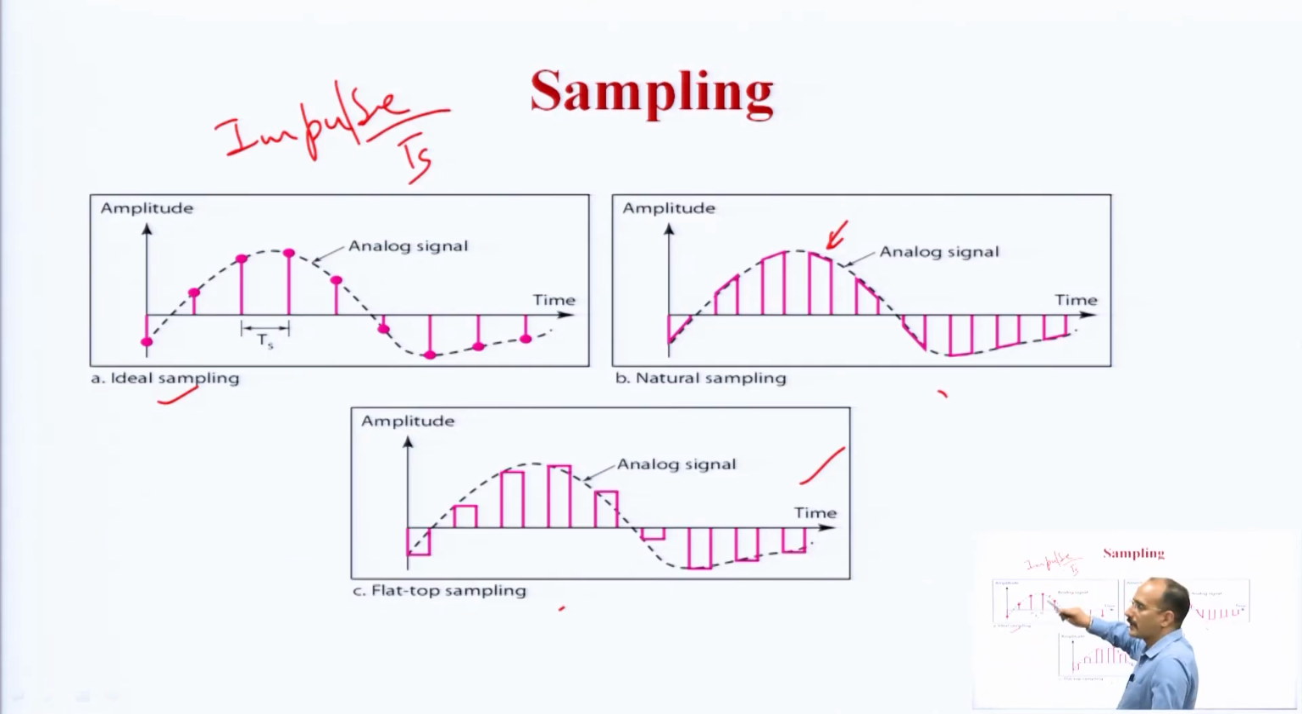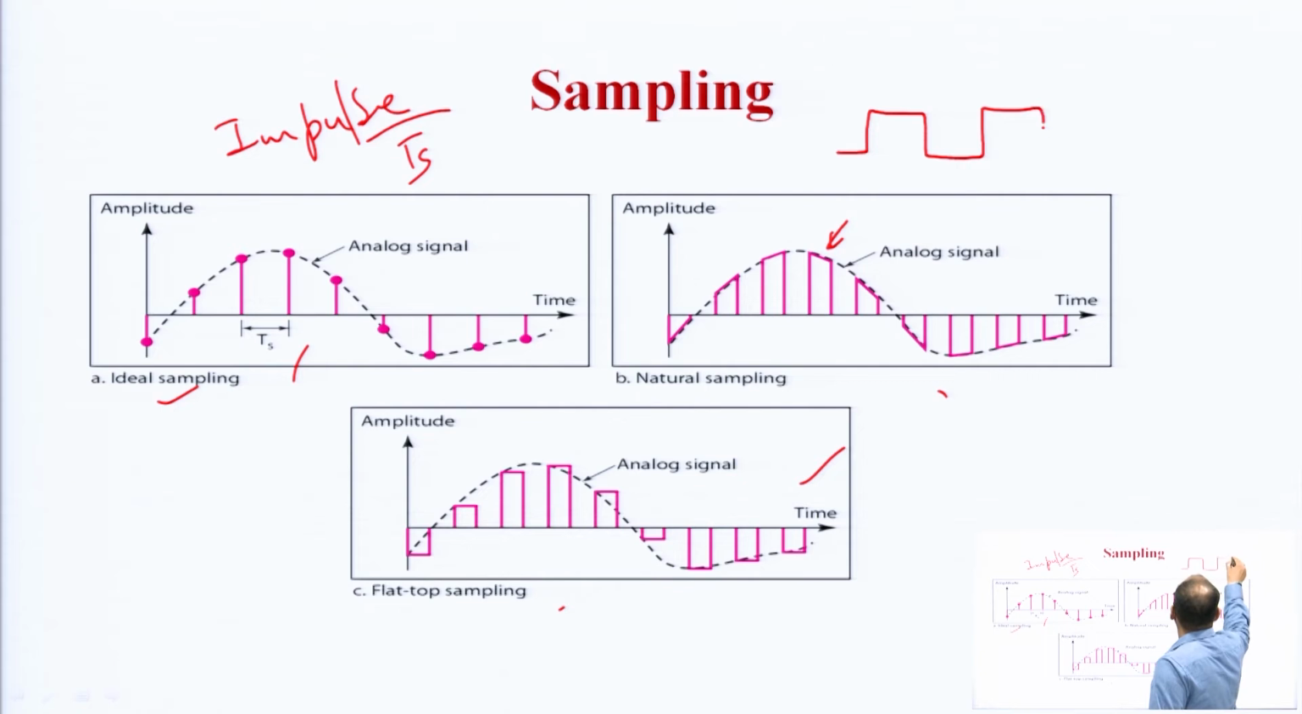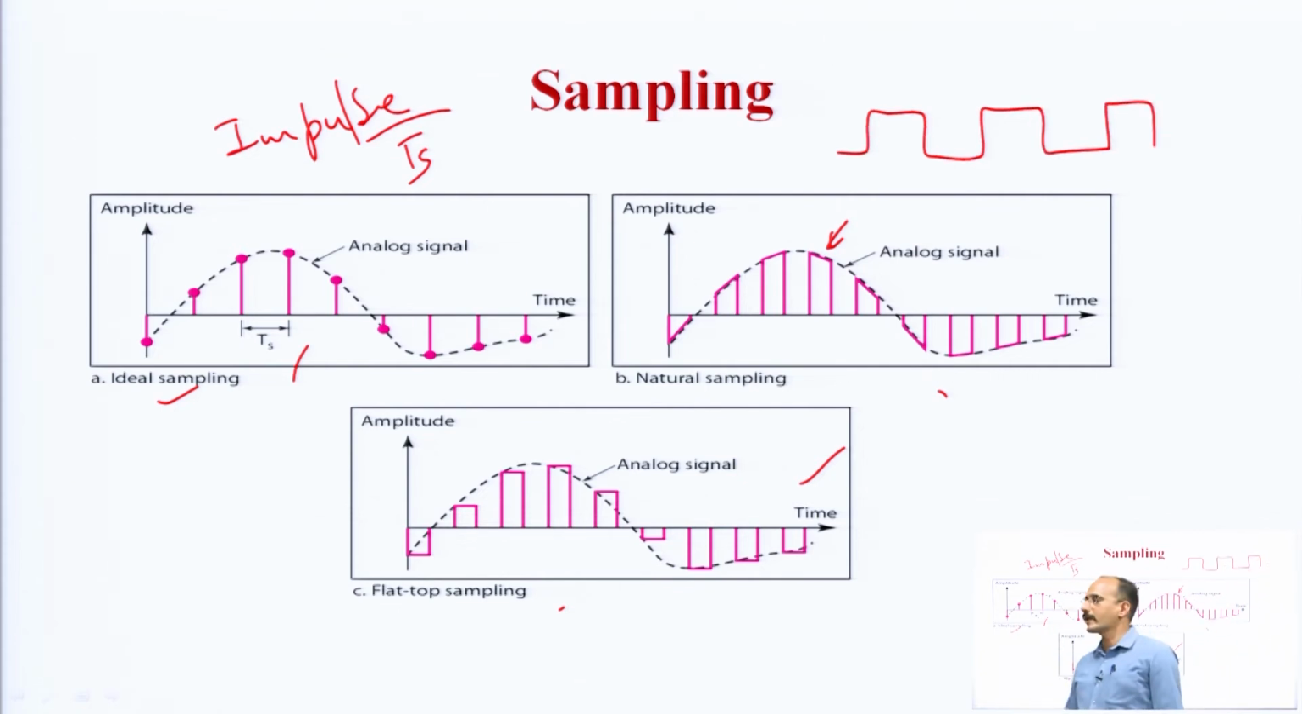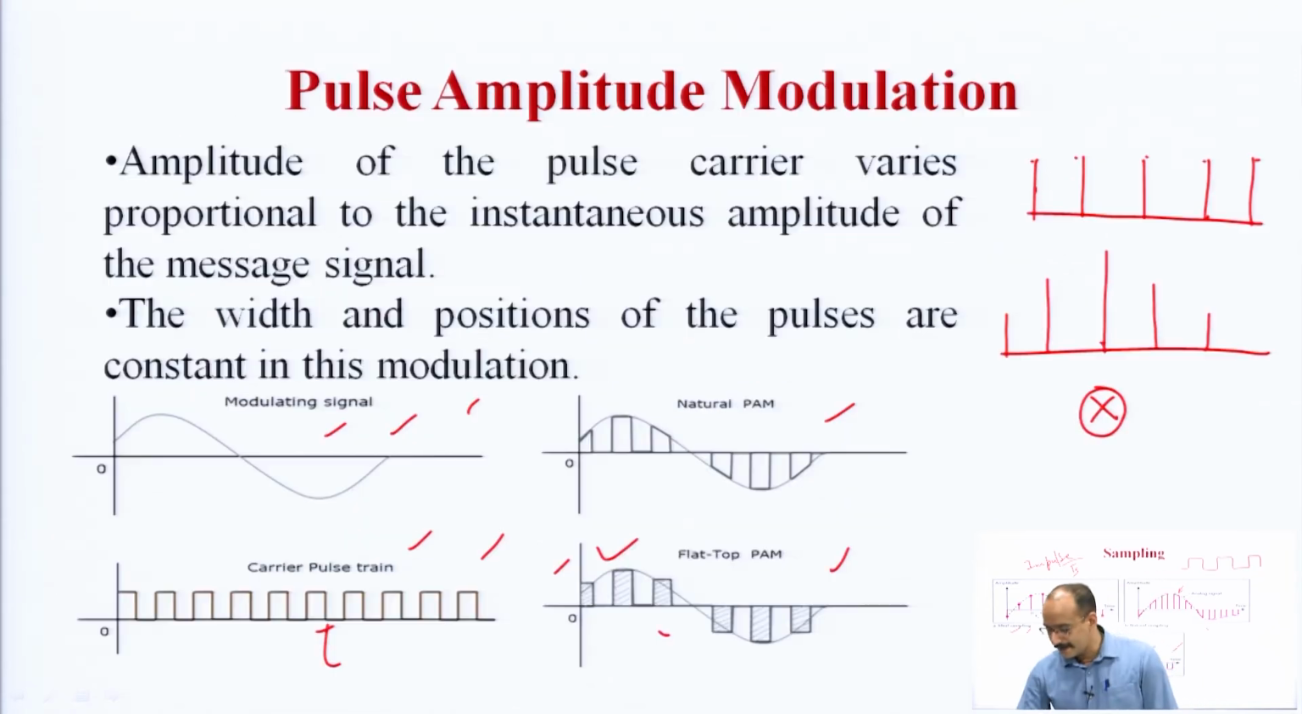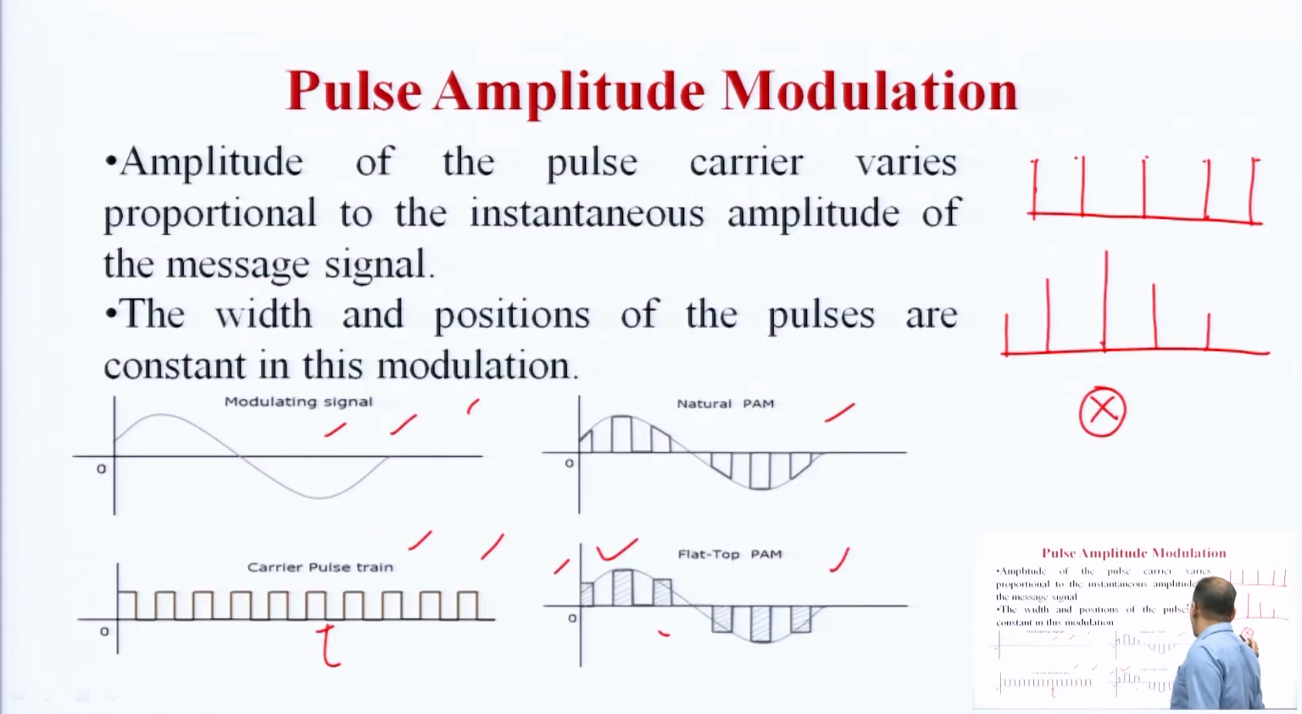Means in the ideal sampling case you are taking an impulse train of Ts second and directly getting the ideal sample. In the natural sampling, you are getting a pulse of tau width, going to multiply it with the analog input and getting this natural sampling. But in the flat top sampling, first of all you are performing the ideal sampling and then you are performing convolution on this impulse response with this carrier pulse train and getting the flat top PAM output.